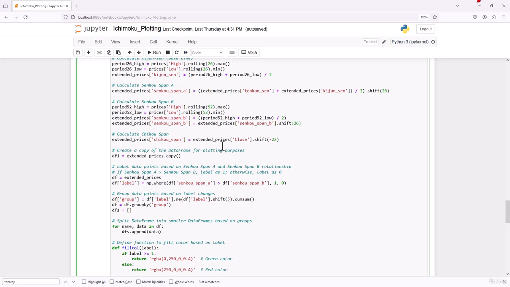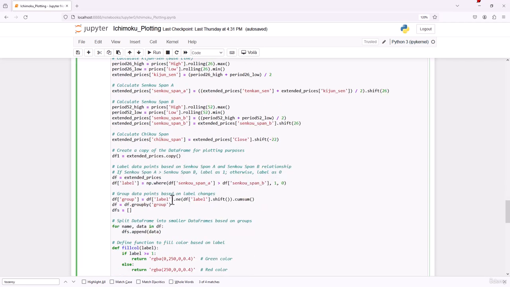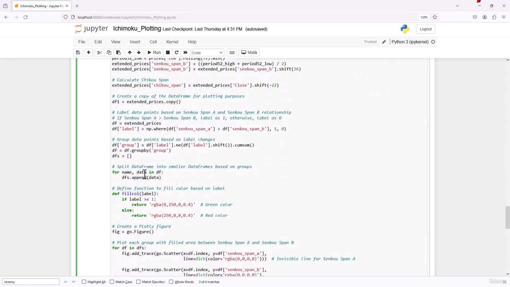To calculate this line, we need to consider the close prices and shift them 22 candles into the past. Great. With the calculated lines, the Chikou span line has also been added and the computation work is almost complete. Now, in the next session, we will delve into the fascinating and intricate process of plotting Ichimoku charts.